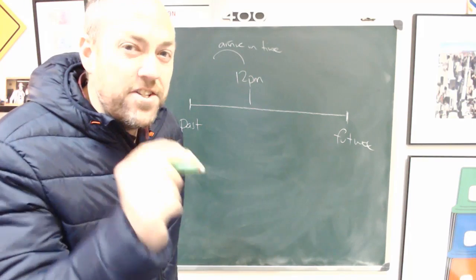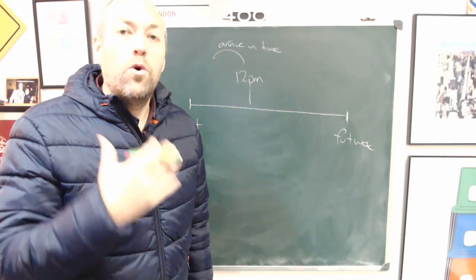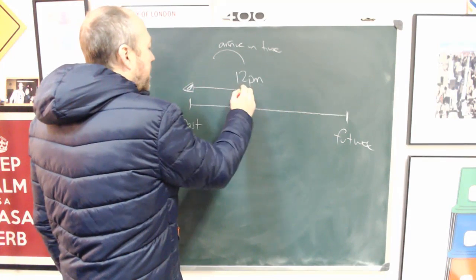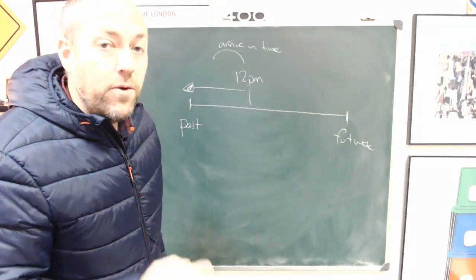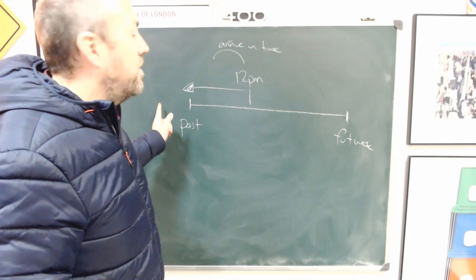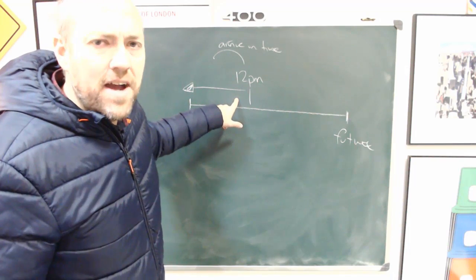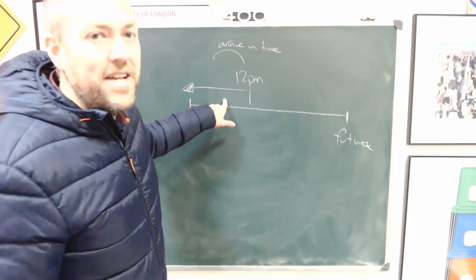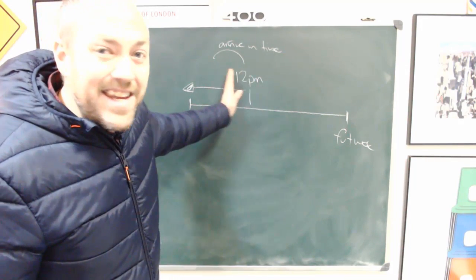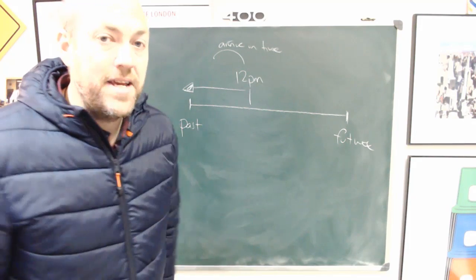But in time is different. In time is when we talk about this. We're talking about the period of time before 12 o'clock, because 11:59 is in time. 11:58 is in time. 10 o'clock is in time. It's any period of time before the time we plan to meet.